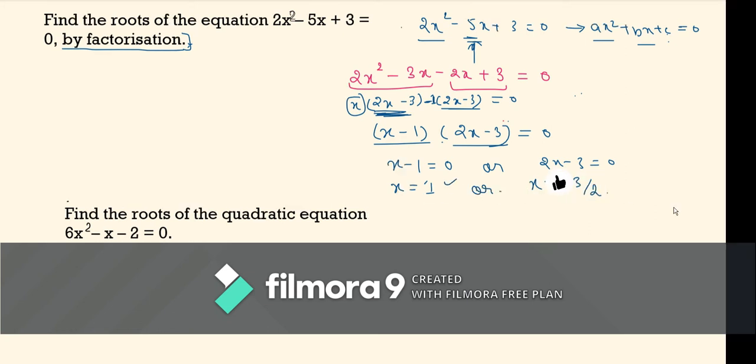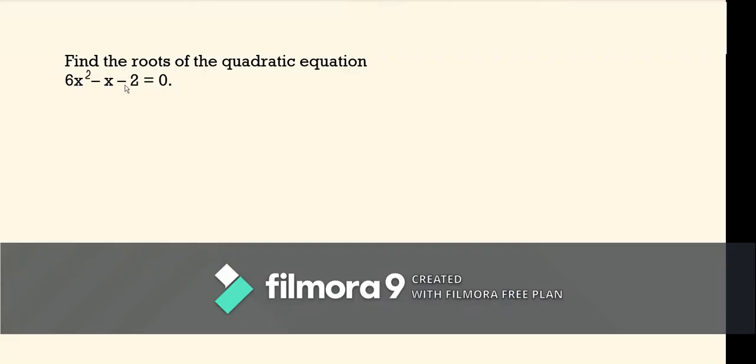Understand? So these are the two roots of the equation. Can we find more roots of this equation? No. Find the roots of the quadratic equation 6x square minus x minus 2. So first of all, you write solution here, and 6x square minus x minus 2 is equal to 0.